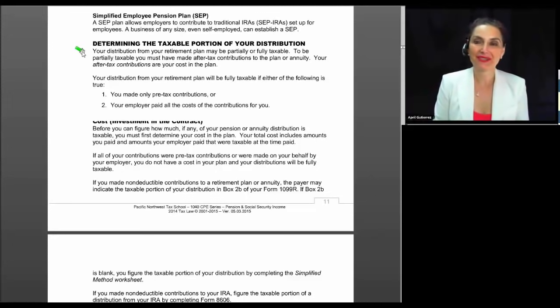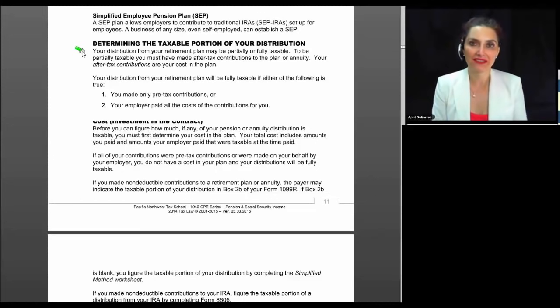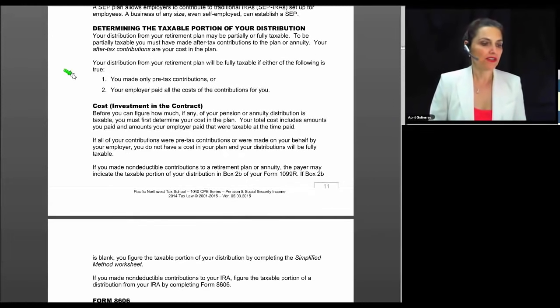But it's those situations where the number in box 2 is blank or perhaps even incorrect, which is less common, that we're going to have to be using our noggins and our knowledge of tax law in order to determine that taxable amount. So that's what we're getting into with this segment of the class, determining the taxable portion of your distribution. Your distribution from your retirement account can be partially or fully taxable.